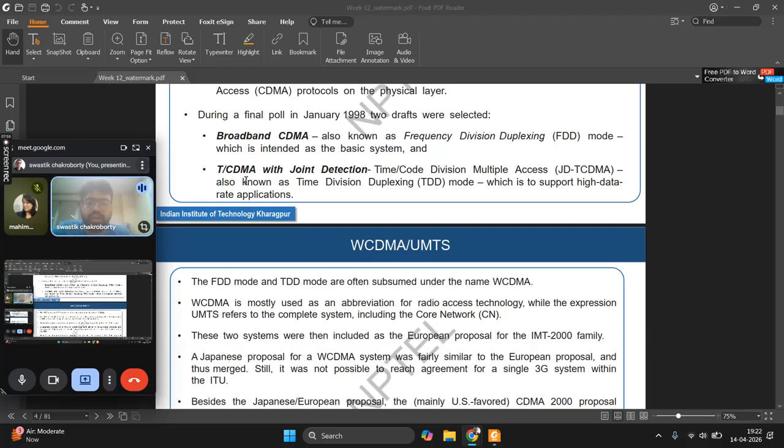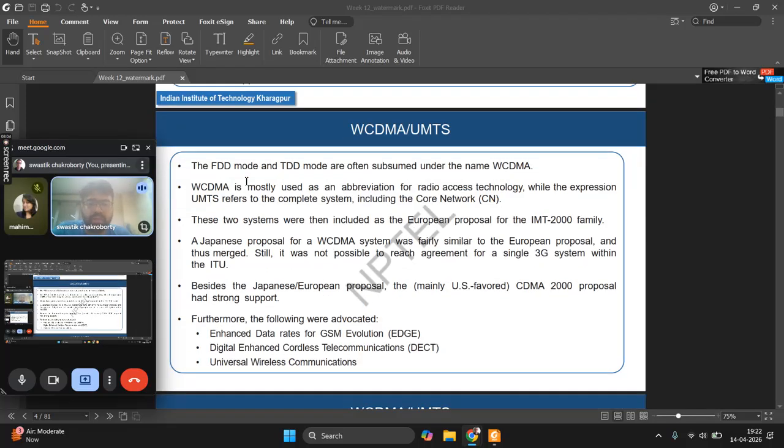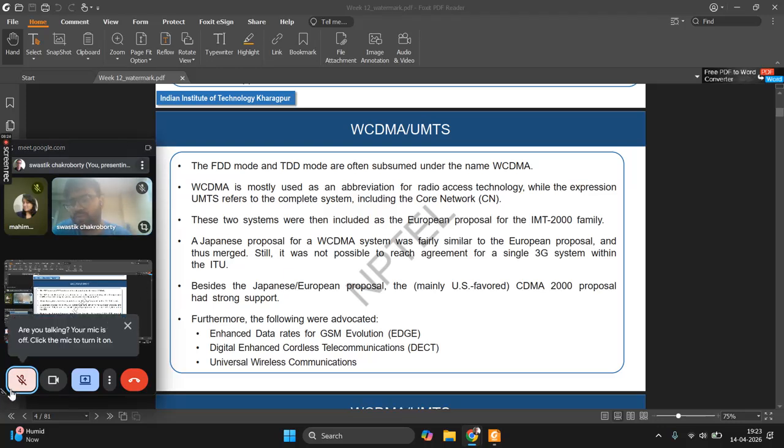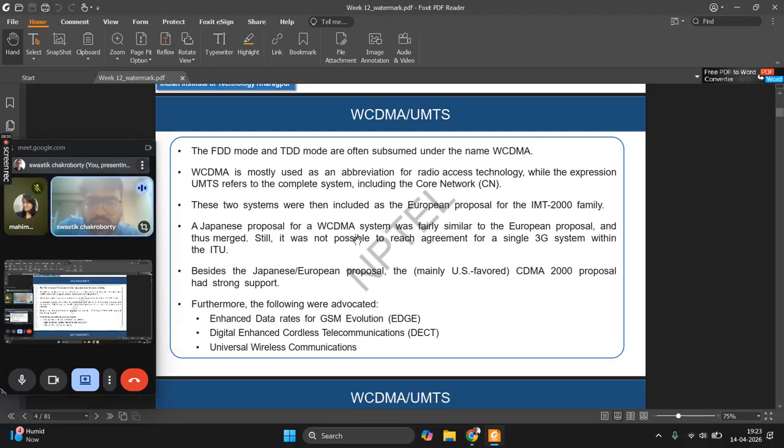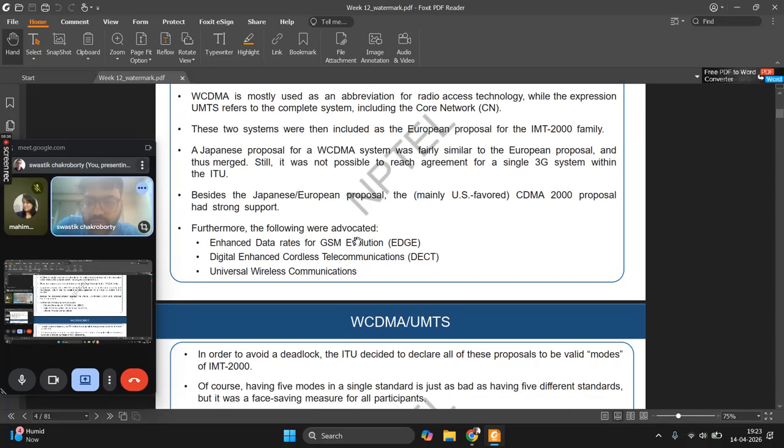The FDD mode and TDD mode were then merged together to form WCDMA. WCDMA is the most widely used abbreviation for the radio access technology, while the expression UMTS refers to a complete system including the core network. So WCDMA is the radio access or front haul technique, and the backhaul or core network is included in UMTS. UMTS is the entire thing, and the front haul part of that is WCDMA. These two systems were then included as the European proposal for IMT 2000.